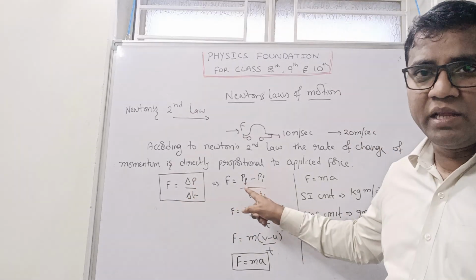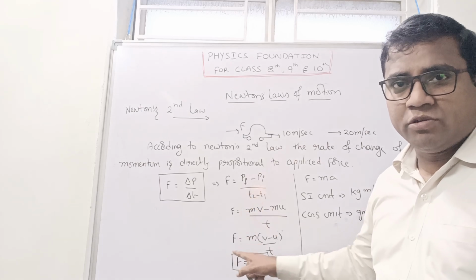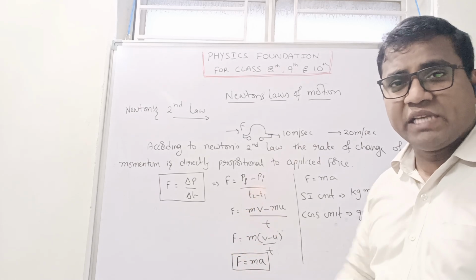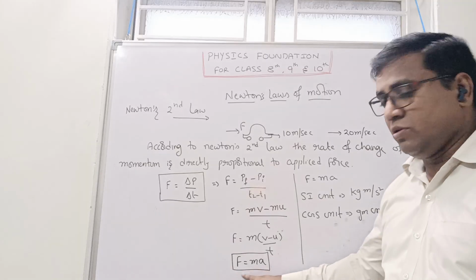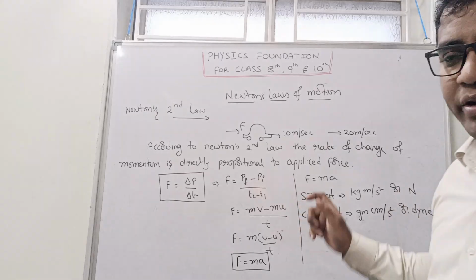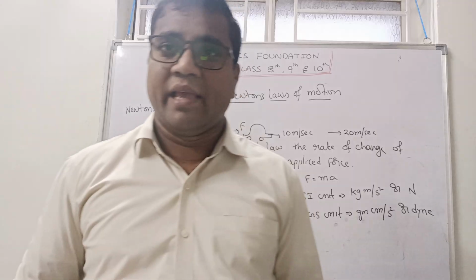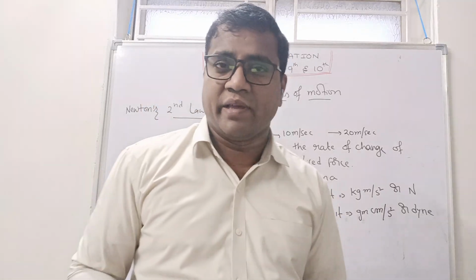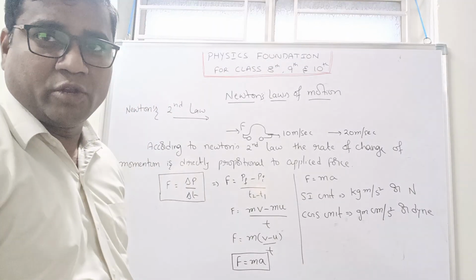And we know the meaning of delta P, right? So after that, I got F is equal to MA. MA is very, very important. F is equal to MA. And what is the SI unit? The SI unit is Newton, and 1 Newton is equal to 1 kg meter per second square. And the CGS unit is dyne. Please make a note.